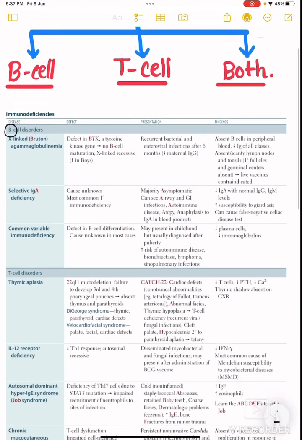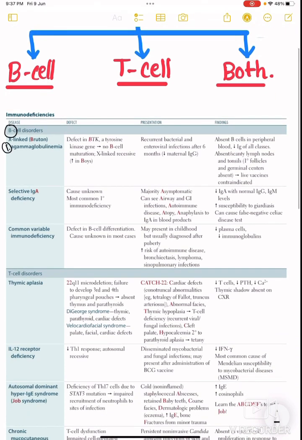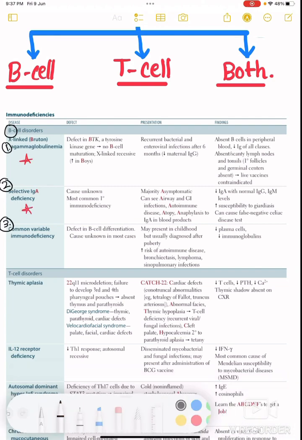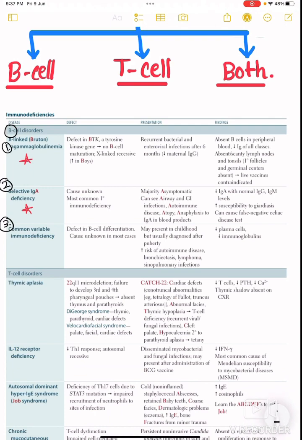There are three types of B cell disorder. First is X-linked Bruton's agammaglobulinemia. Second is selective IgA deficiency, and third is common variable immunodeficiency. Bruton's is important, selective IgA is important, common variable immunodeficiency is not important. So, first of all, X-linked Bruton's agammaglobulinemia.